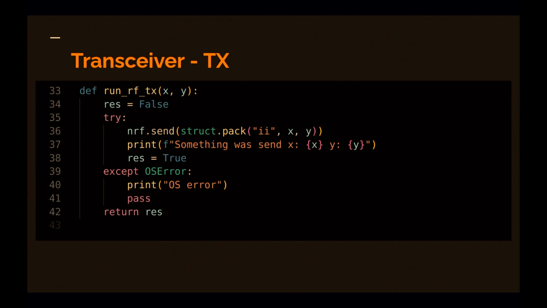The transmission is straightforward. We have 2 Python values, and we pack them into a C structure as 2 integer values, and that's it. Send it using the driver. If the packet was not delivered to the receiver, then we will get an exception. And that's how we know from the driver that something did not work. We don't have a receiver.